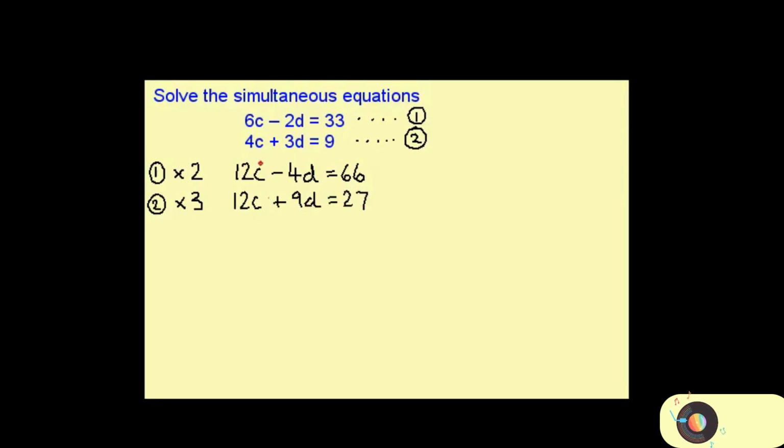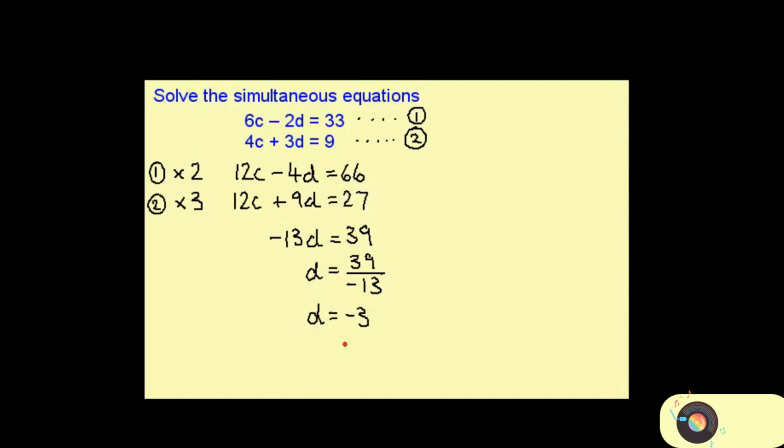To eliminate C, I need to take this equation away from this equation. So 12C subtract 12C gives me nothing. Minus 4D minus 9D gives me minus 13D. And 66 minus 27 gives me 39. I can now work out what D is. D is 39 divided by minus 13. So D is minus 3.